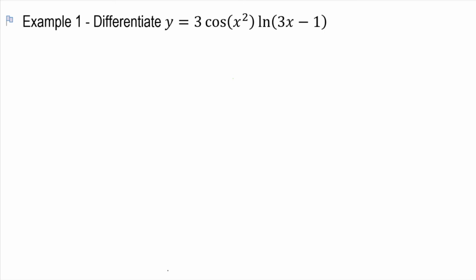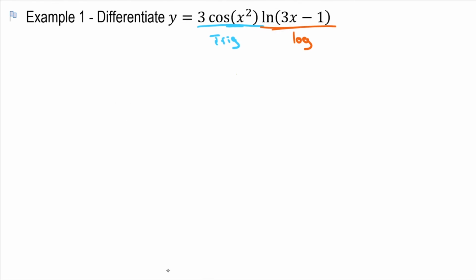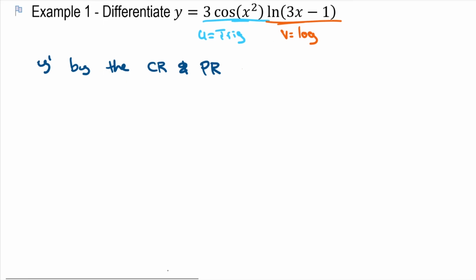And then we can apply this with our other class of functions. And so here we've got a little bit of a trickier one. We've got differentiate, and we've got a trig function, and we've got it multiplied by a log function. In order to differentiate this, I would find y prime, or the derivative, by the chain rule and product rule, because I've got a product of two different classes of functions here. And so this is going to be my u, and this is going to be my v. And in order to find my u primes and my v primes, I'm going to need to use the chain rule.